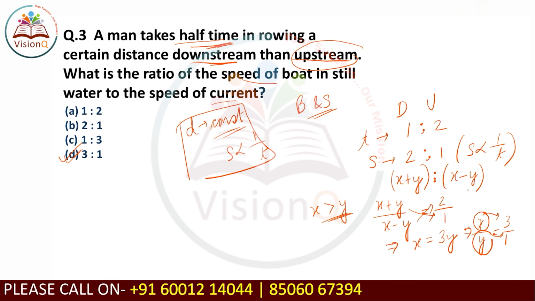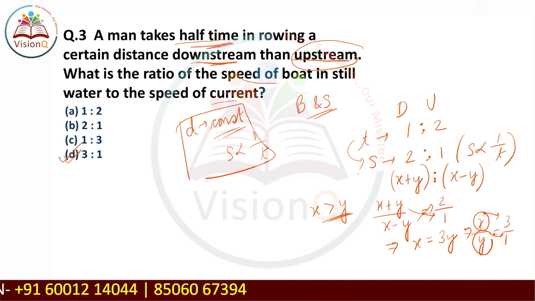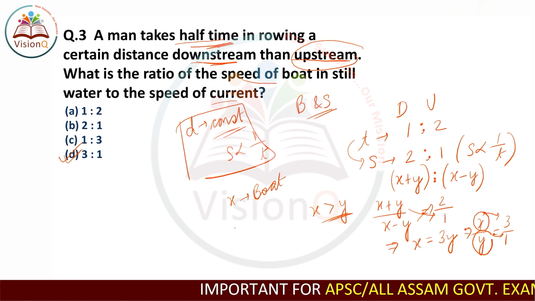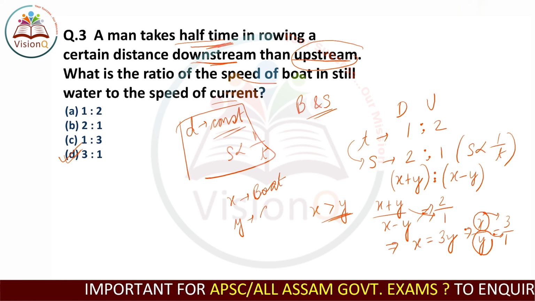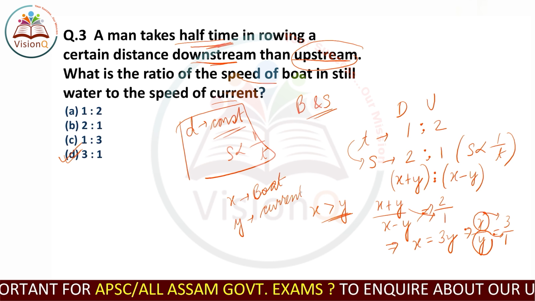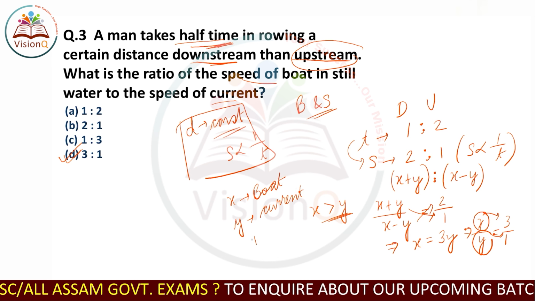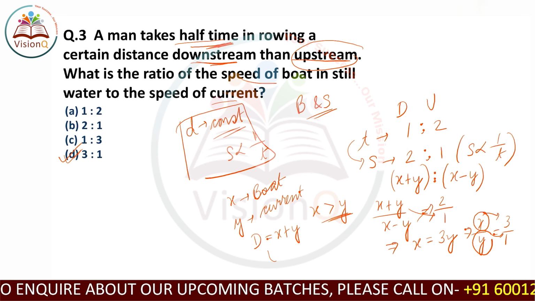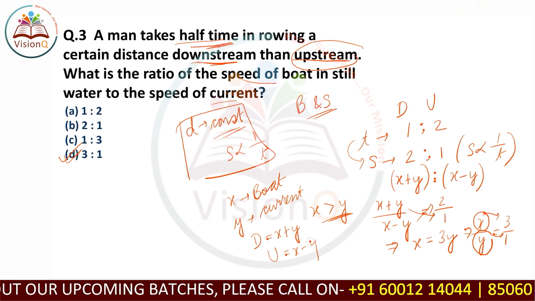So from the time ratio, you can find the speed ratio. This is the ratio of the speed in downstream and upstream, which is x plus y is to x minus y, where x is the speed of boat in still water and y is the speed of current or the speed of stream. So in case of downstream speed, we add x plus y, and in case of upstream speed, we subtract x minus y.